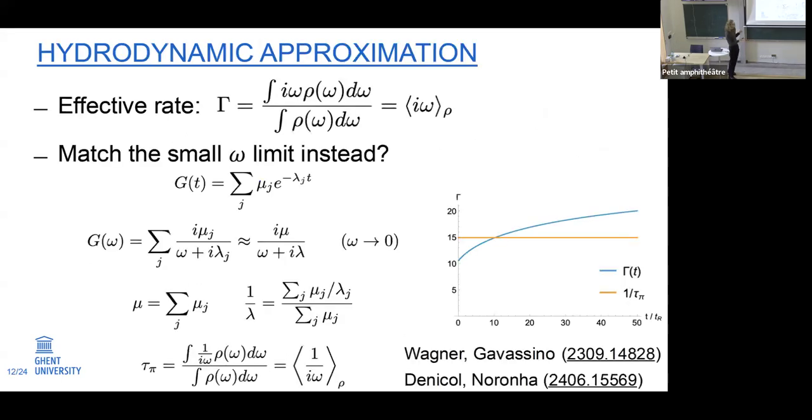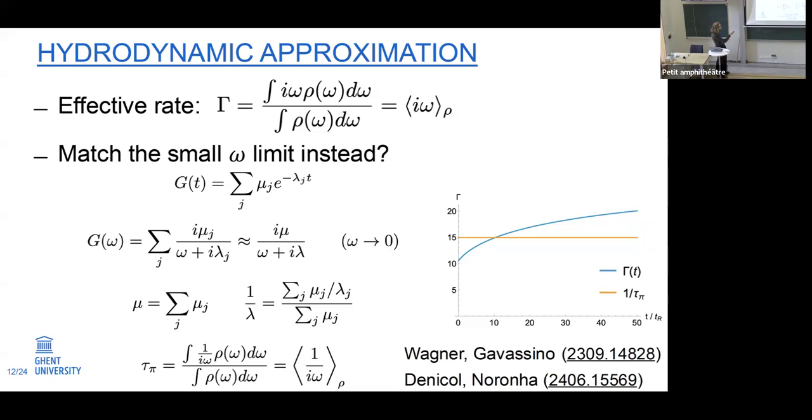At this point, I want to take a moment to compare to what's often done when you're considering hydrodynamics, which is to say, okay, we can have a sum over a bunch of different exponentially decaying modes, which in Fourier space will look like a bunch of single poles. And what we want to do is match this to some sort of single pole correlation function in the limit of frequency going to zero, because that's what we're interested in for hydrodynamics.